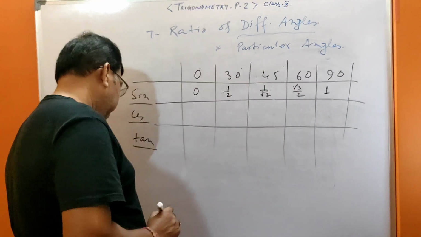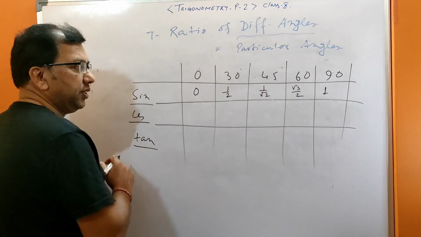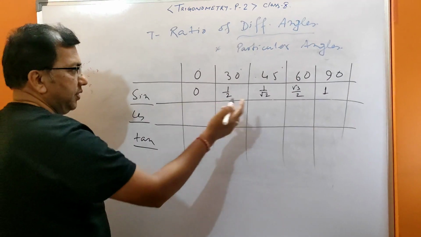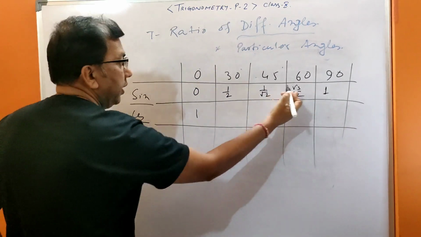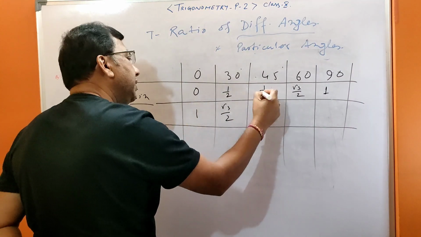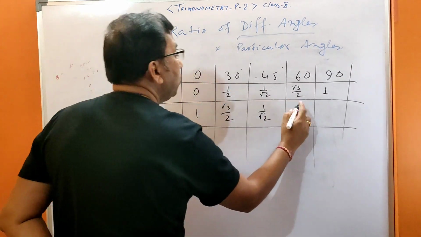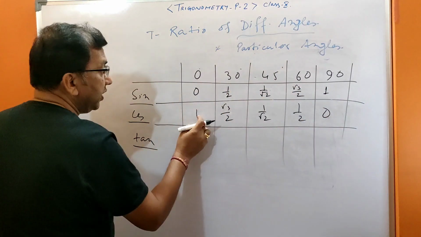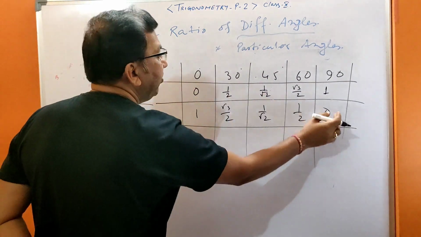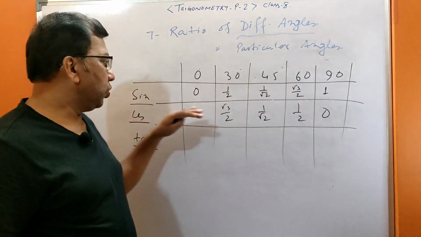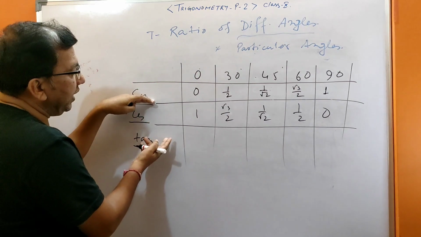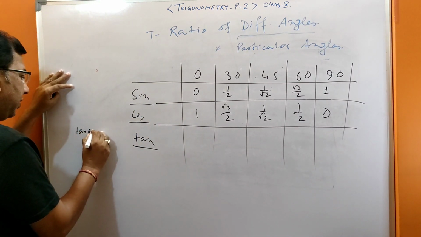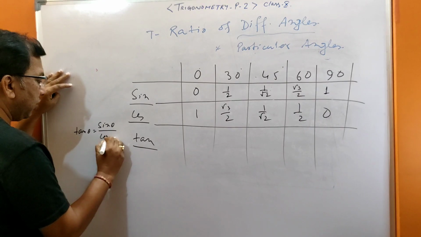So in that case, what will be the value of cos? Cos 90 is cos 0 reversed, 1, put here, then root 3 by 2. That means first, second, third, fourth, fifth. This will be first, this will be second, this will be third, this will be fourth, this will be fifth. So if you know the sine, cos will be in reverse order. And if you have sin and cos, then tan is sin by cos. What do you know? Tan theta equals sin theta by cos theta.